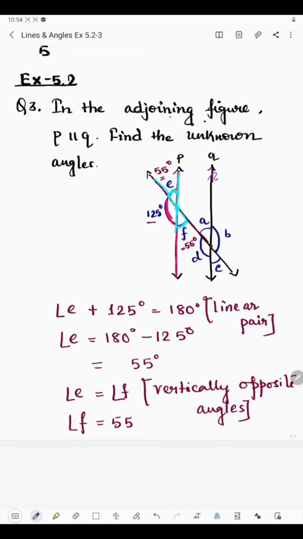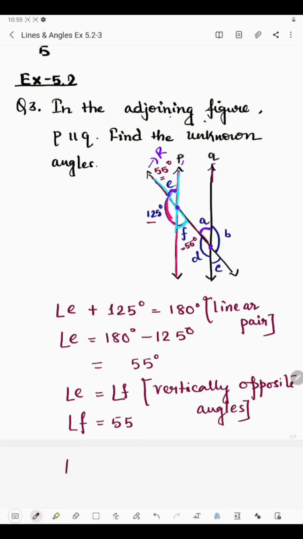Now we know that if a transversal cuts parallel lines, then corresponding angles will be equal, right? Here P and Q are parallel lines and the transversal cuts these parallel lines at two distinct points. So corresponding angles will be equal. What are corresponding angles? Same side, same position. If you see the right side of the transversal, angle E is the upper part of parallel line P and angle A is the upper part of parallel line Q. So angle A and angle E are corresponding angles.